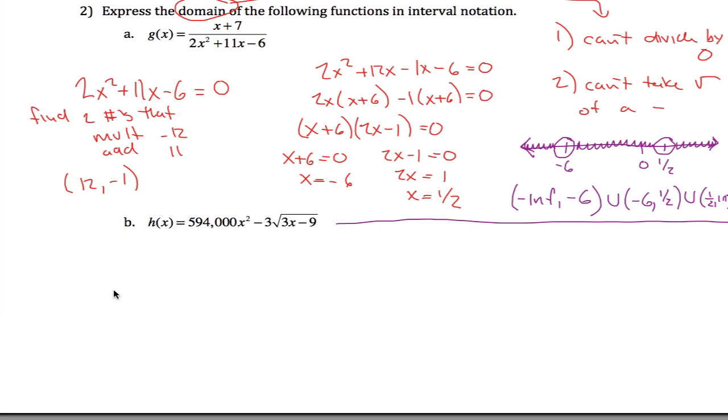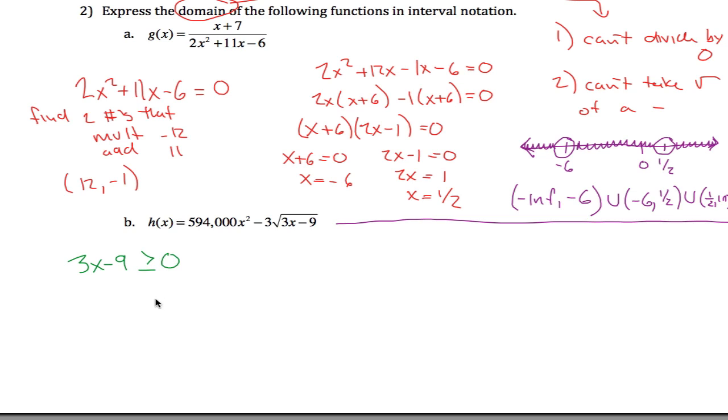This next one I think goes a little bit quicker. Kind of same idea. We want to find the domain. This time we don't have to worry about rule 1 because we won't divide by 0. It's not a rational expression. We don't have any x's in the denominator. But we could take the square root of a negative number. When will we take the square root of a negative number? Well, we're taking the square root of this 3x minus 9. So what we have to do is make sure that this 3x minus 9 thing is not negative.